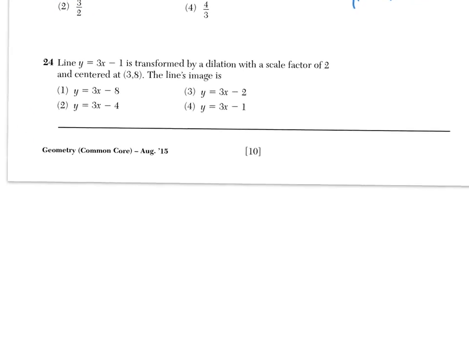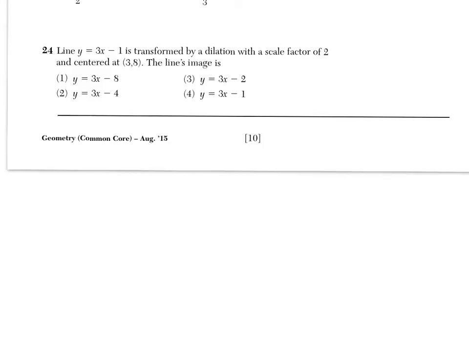And then we have number 24. Line y equals 3x minus 1 is transformed by a dilation with a scale factor 2, centered at 3, 8. The line's image is... You know what we're going to do? You're going to take a little trip with me. We're going to do this on a piece of graph paper. Okay, so let's take this information and roll with it. Hold on one sec.